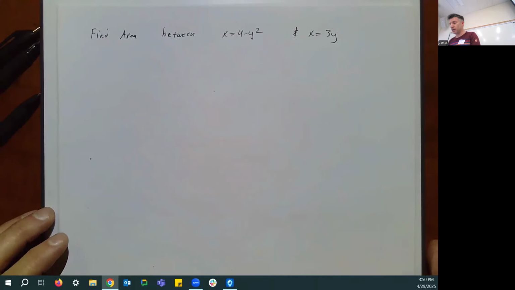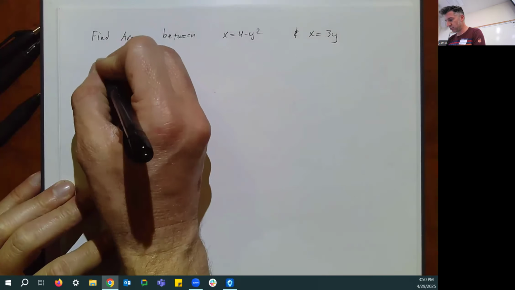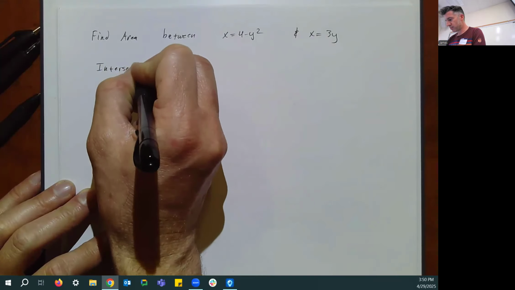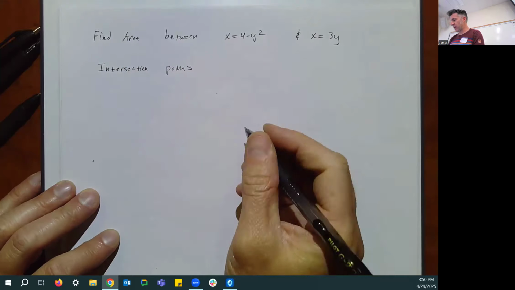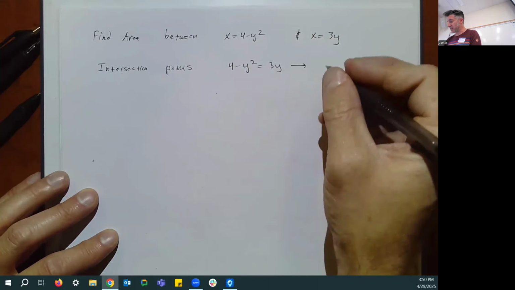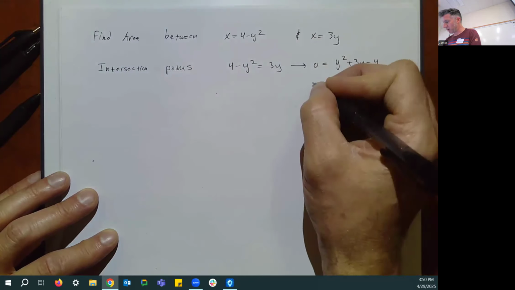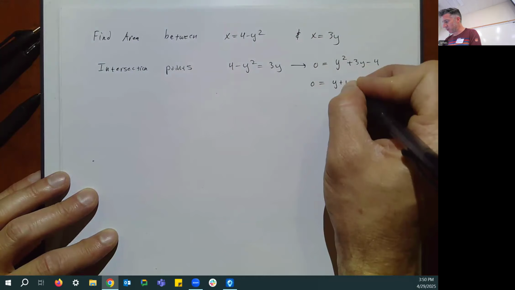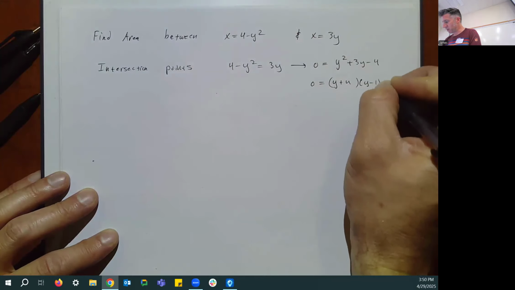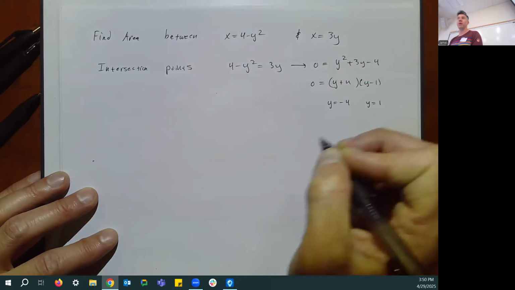Clearly, maybe not clearly, but to me it feels clear that since the functions have been written as functions of y, I'm probably going to be integrating with respect to y. So I'm going to find the point of intersection. So intersection points, I'm going to set 4 minus y squared equal to 3y. I'm going to bring everything to the right-hand side and get 0 equal to y squared plus 3y minus 4. That does factor as y plus 4 times y minus 1. So my limits of integration are going to be from y equals negative 4 to y equals positive 1.